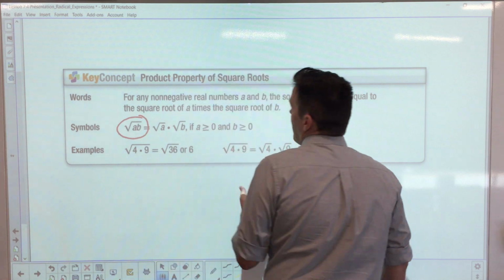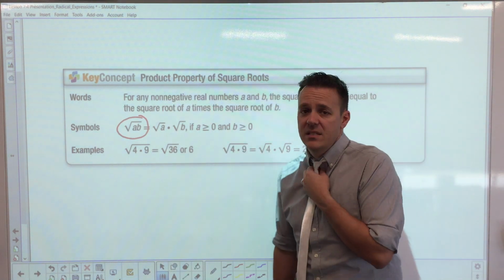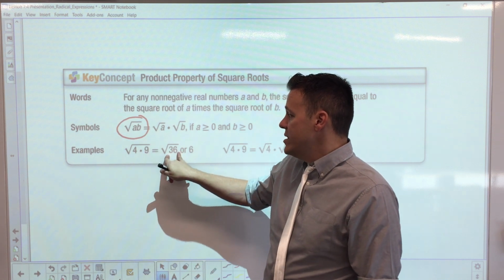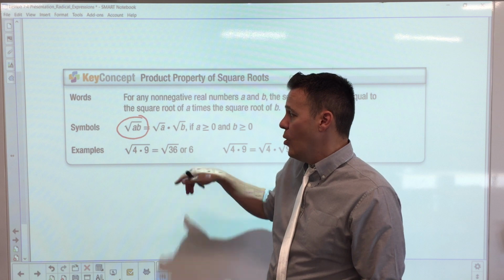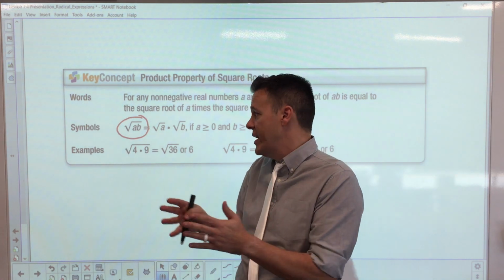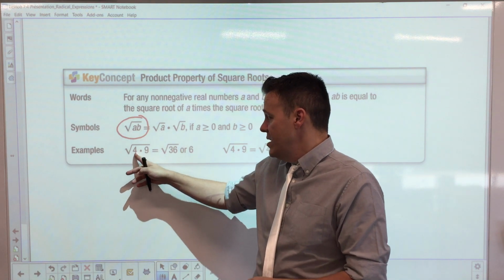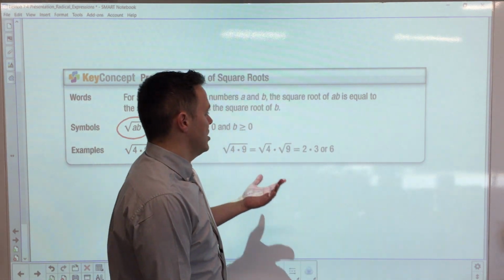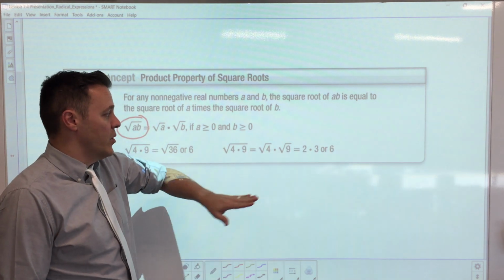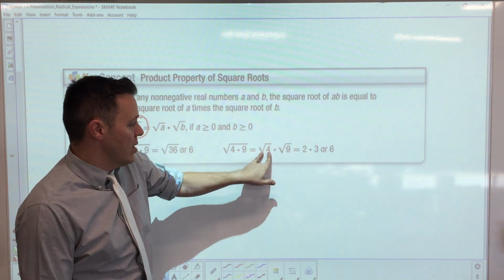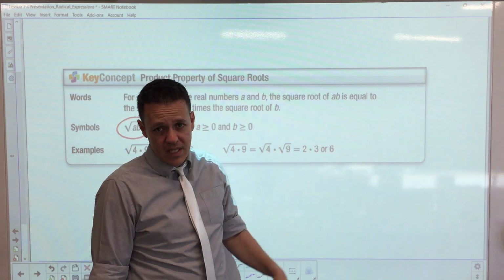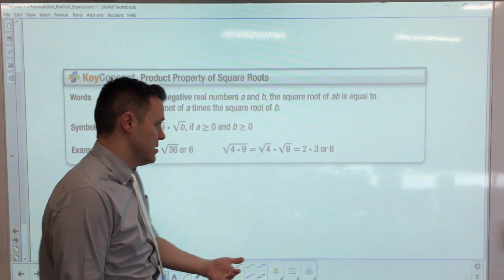And what the product property of square roots basically means is that if you multiply two numbers together, you would get 36, whose square root is 6, or you can do them separately. If you have a big number like 36, you can break it into 4 times 9, or you can solve it for 36 directly. If you break it up, you solve each individually: the square root of 4 is 2, the square root of 9 is 3, and then you multiply them together. 2 times 3 is 6.